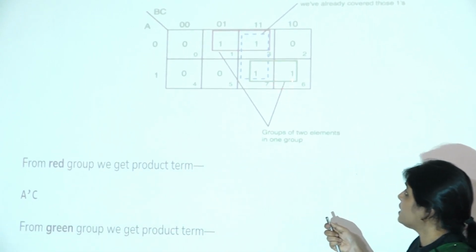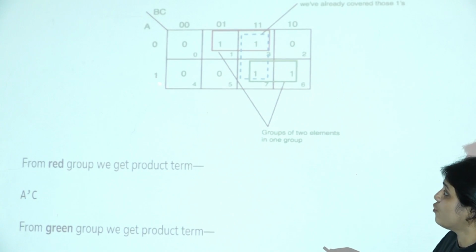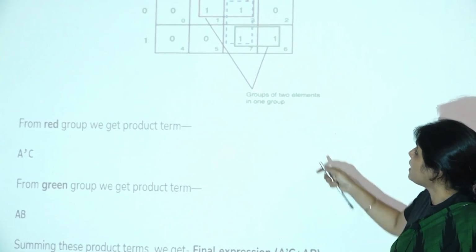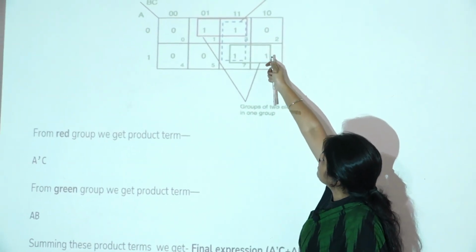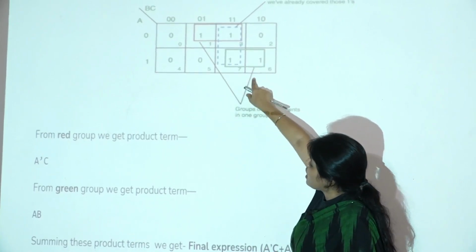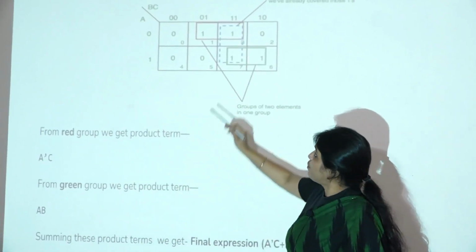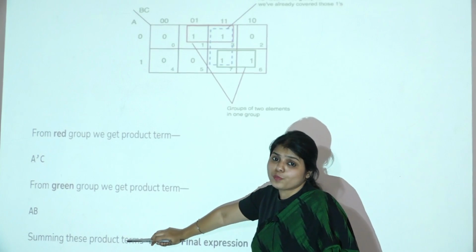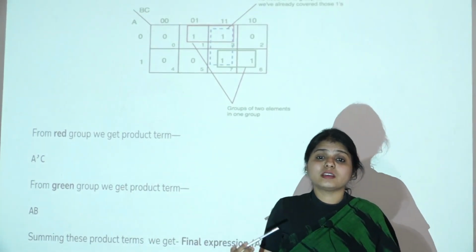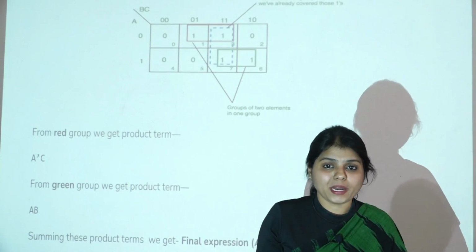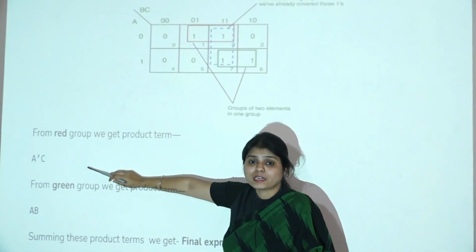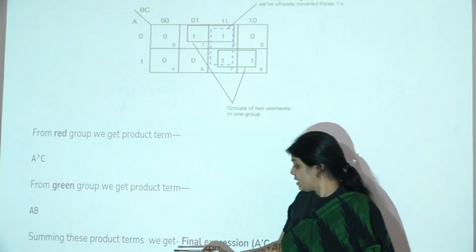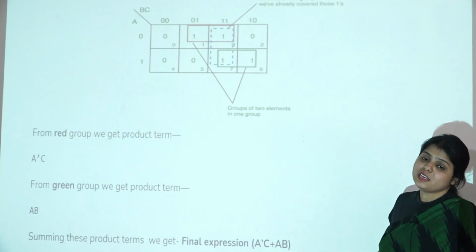Similarly, this green group is covering this row which is A, hence I take A here, and this green group is covering these 2 columns where I have 1 and 0 for the C variable, hence I take that as B. So the output of this red group is A bar C, and the output of this green group is AB. Now as this is SOP, sum of products, each group will result in a product term and I will sum them. So the simplified expression would be A bar C plus AB.